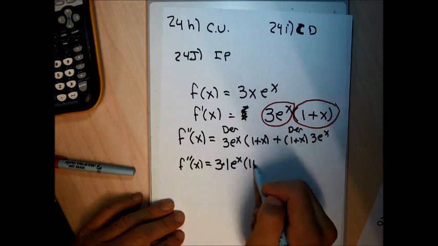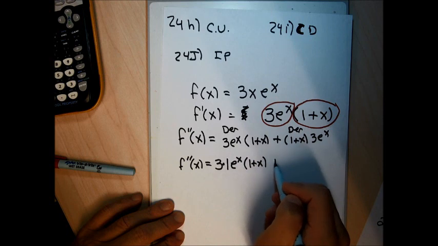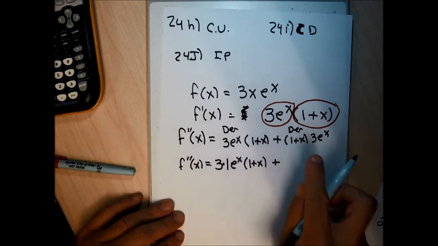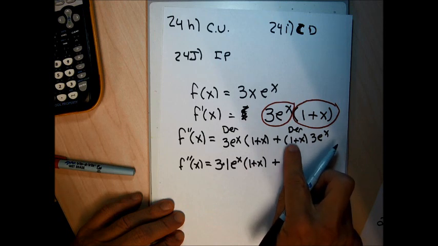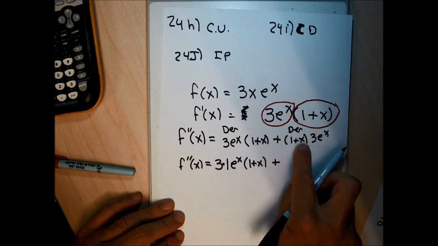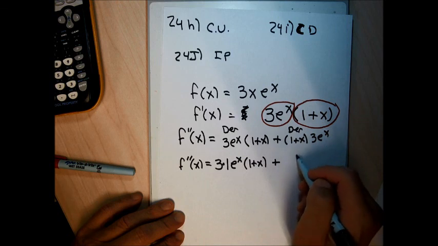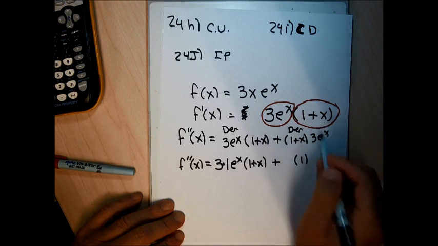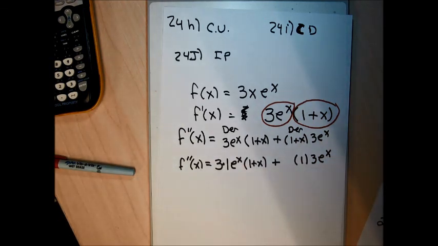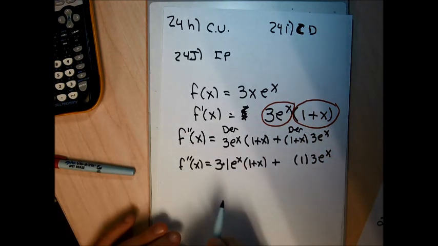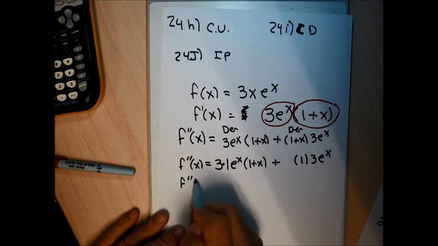And I'm going to bring down the 1 plus x. That doesn't change on that part. Bring down my plus sign. The derivative of that parentheses 1 plus x: the 1 is a constant, its derivative is 0. The x is a first power term, its derivative is its coefficient, and its coefficient is 1. Bring down the 3e to the x, and that's the second derivative unmultiplied out.